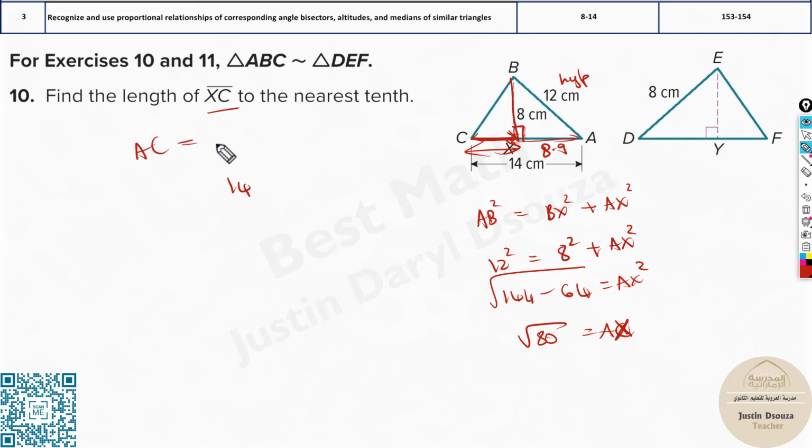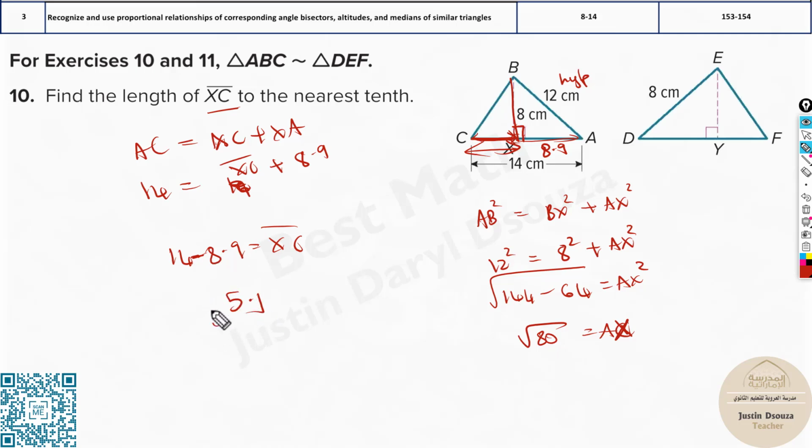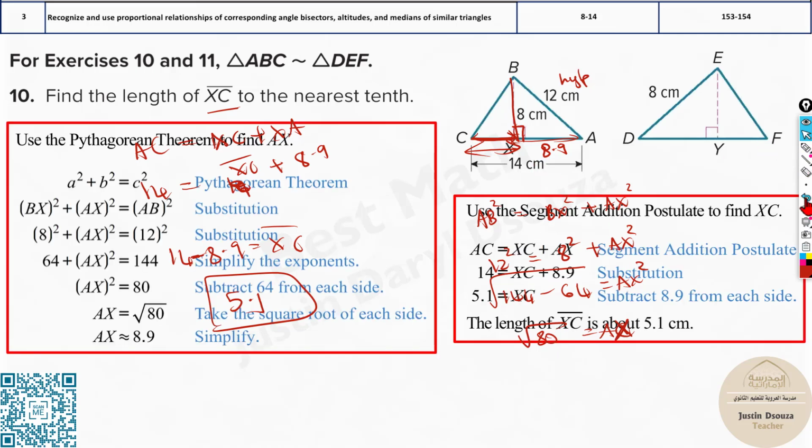AC will be equal to XC plus XA. Now we know AC is 14, that is equal to, what is XC? That is what we are solving for, plus 8.9. This goes to the other side, 14 minus 8.9 is equal to XC. That will be 5.1. 5.1 will be the answer. 5.1 centimeters, because it's in centimeters here.